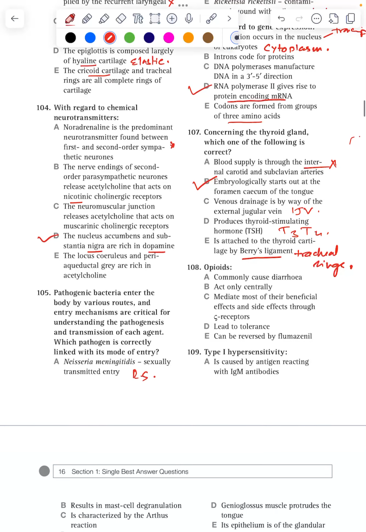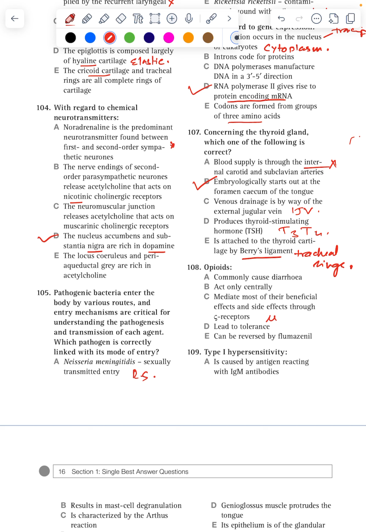So the next question is on opiates. Opiates commonly cause diarrhea, acting centrally? Opiates are mainly used in the hospital setting for their analgesic properties. These are now believed to act both peripherally, outside the central nervous system, as well as in the CNS itself. Unfortunately, opiates exert most of their beneficial effects and side effects through the same opioid receptor, the mu receptors.